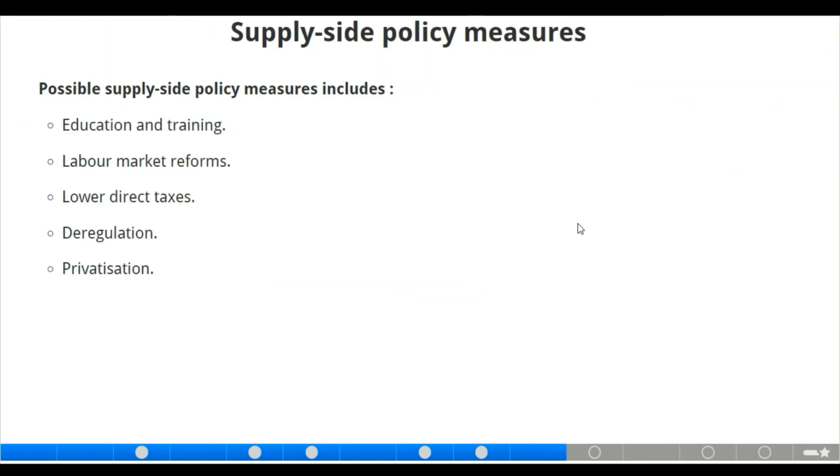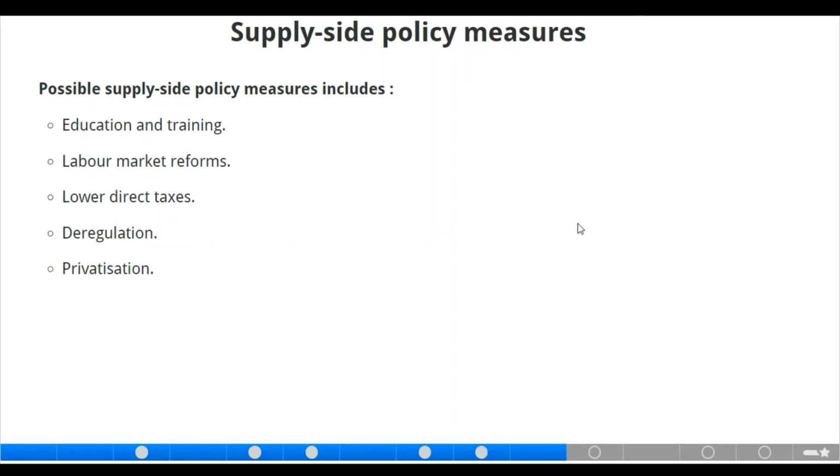Moving to the next slide, we now have the supply side policy measures. Now we have the possible supply side policy measures to include what? Education and training. Of course, investing in education and skill training will improve the quality and quantity of labor, which also leads to an increase in productivity. We also have labor market reform. Of course, labor market reforms are designed to make the labor market work more efficiently.